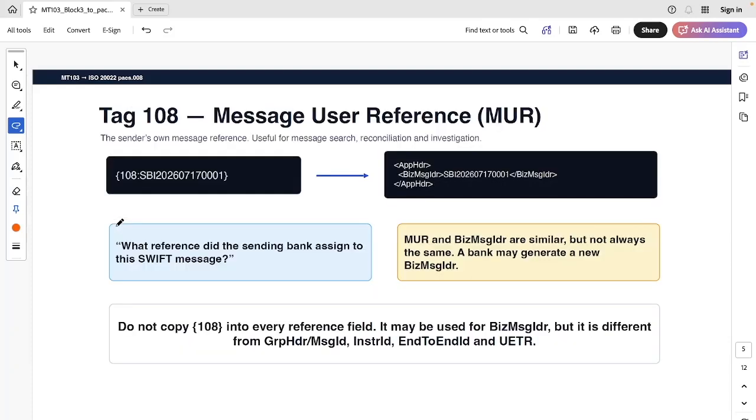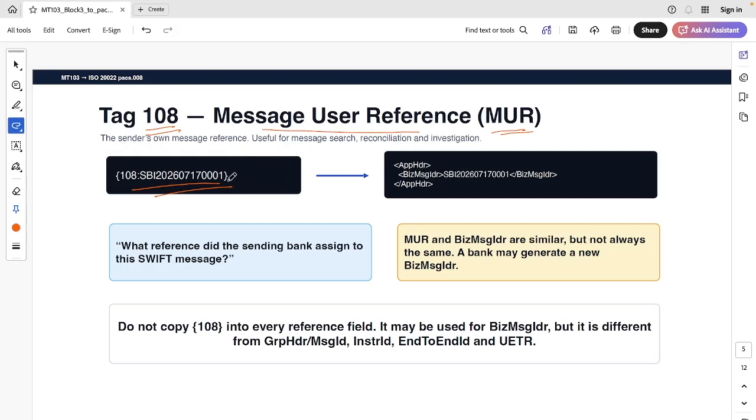Let us now examine each and every field that we have discussed in the previous table. Let us now examine field 108 in detail. Field 108, or tag 108, contains a message user reference, commonly called MUR. In our example, this is how it looks in the MT.